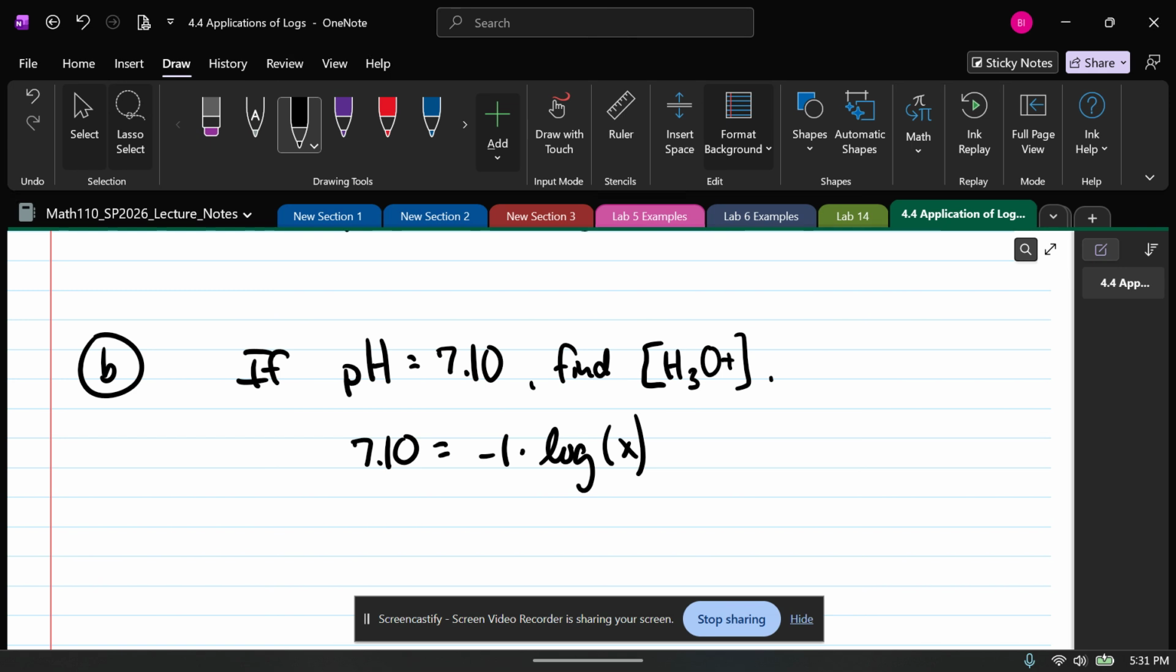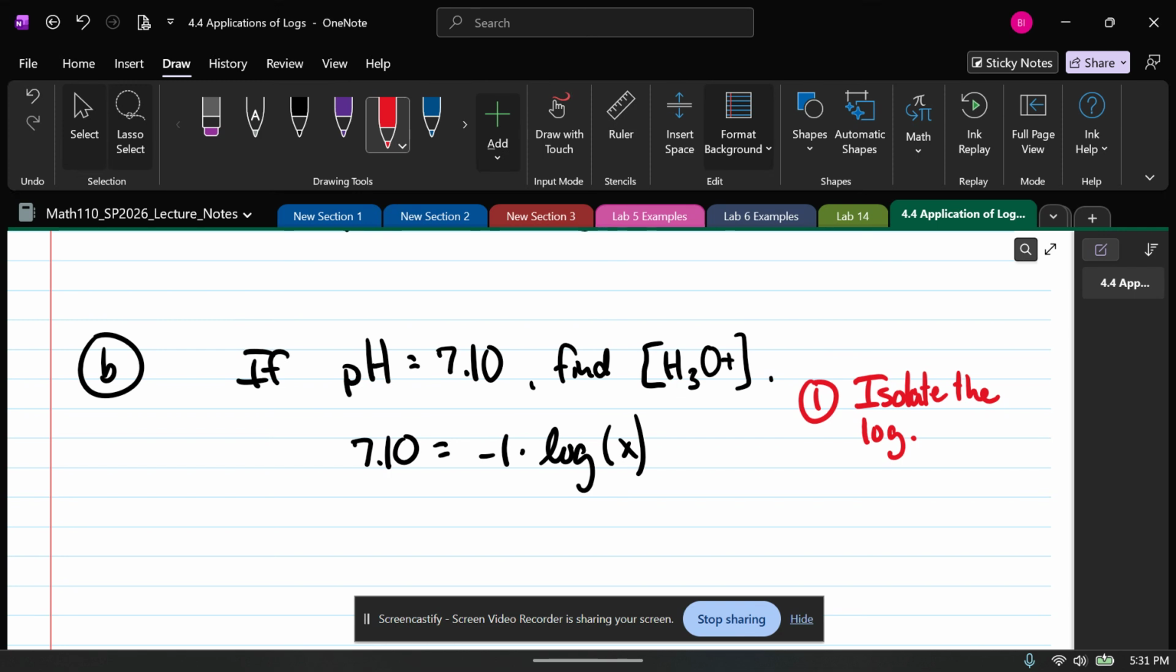Now, to solve this equation, the first thing that you need to do is isolate the log. So what do I need to get rid of on that side that's got the logarithm?